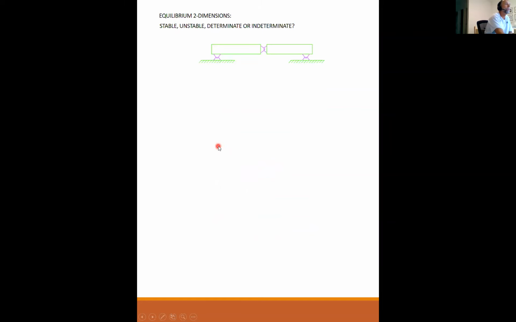Okay, next one. This one's a little trickier. I have a pin, I have a hinge, I have a pin. I have 2 restraints, I have 1 special condition, I have 2 restraints. So my degree of indeterminacy is 4 minus 3 plus 1 is equal to 0. Is this body stable and determinate, or is this body unstable? What do you think?